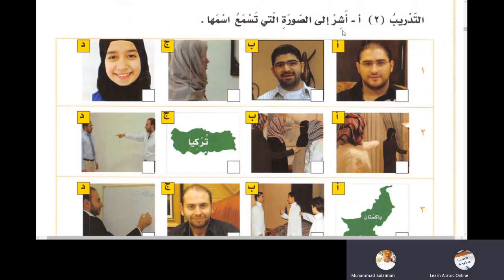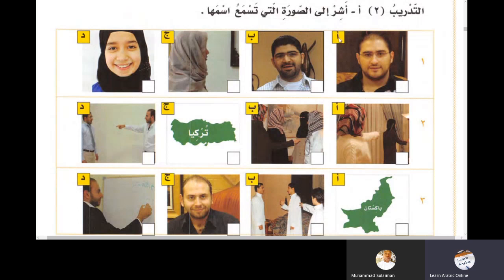At-Tadribul Thani. Ashir ila as-sura allati tasma'u ismaha. Ashir means point, ila means to, as-sura means picture, allati means which, tasma'u means you hear, ismaha means her name. Point toward the picture of which you hear her name. So basically, he's asking us to tell him the picture about which we hear her name. So we have Alif, Ba, Jim, Dal. You just tell me the alphabet, okay?